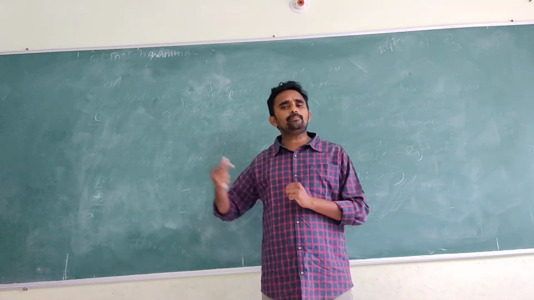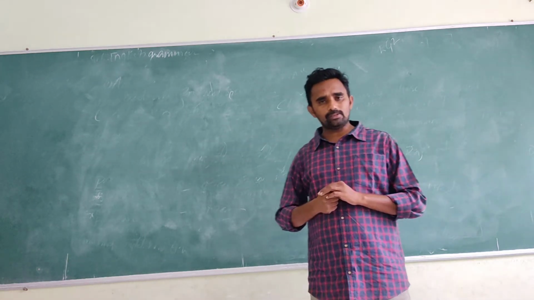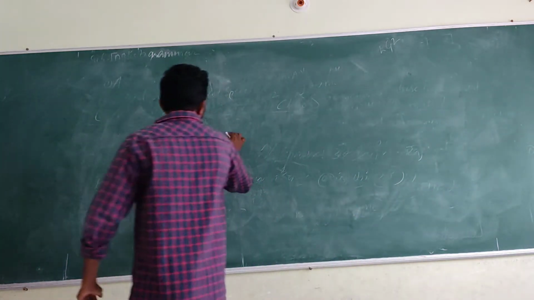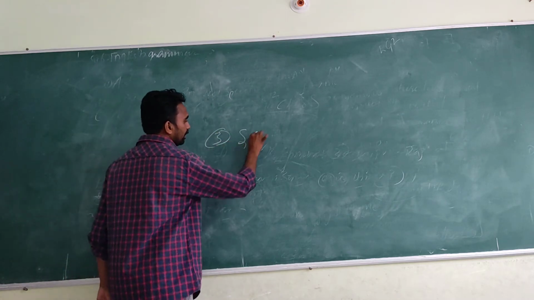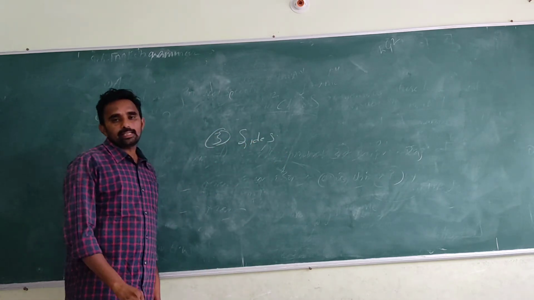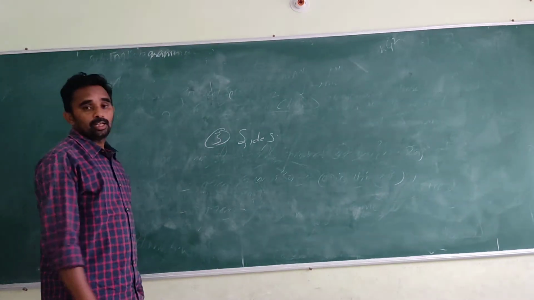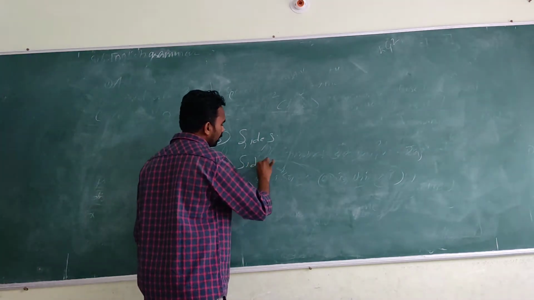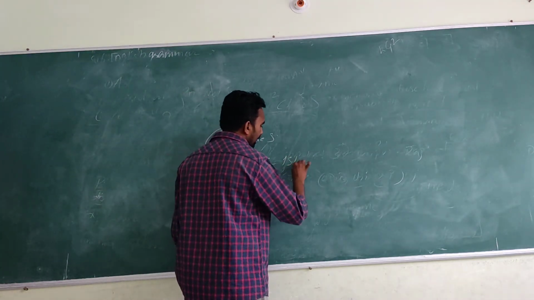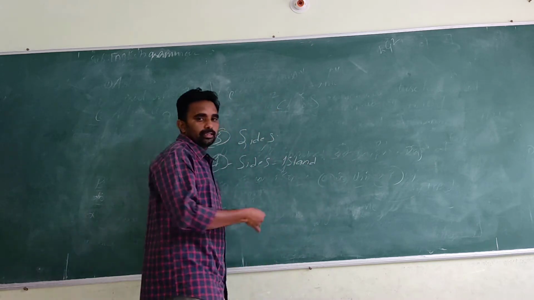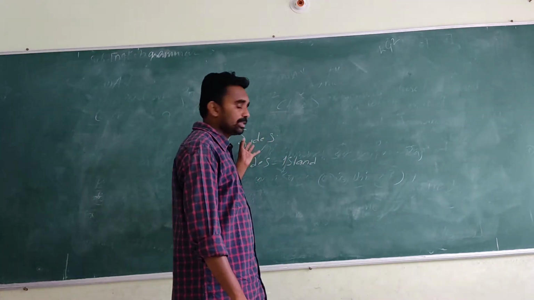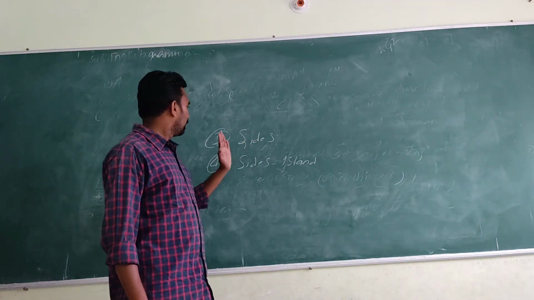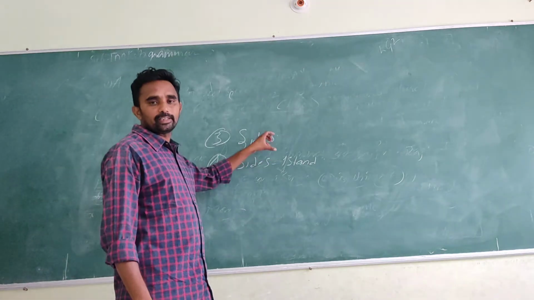Why? What is the meaning of peninsula? What is the definition of the peninsula? If an area is covered by three sides of water, that region is known as a peninsula. If an area is covered by four sides of water, that area is known as an island. I think you are very familiar with these words from your first class, about the Indian peninsula and the islands. If a region is covered by three sides of water, it is known as a peninsula.